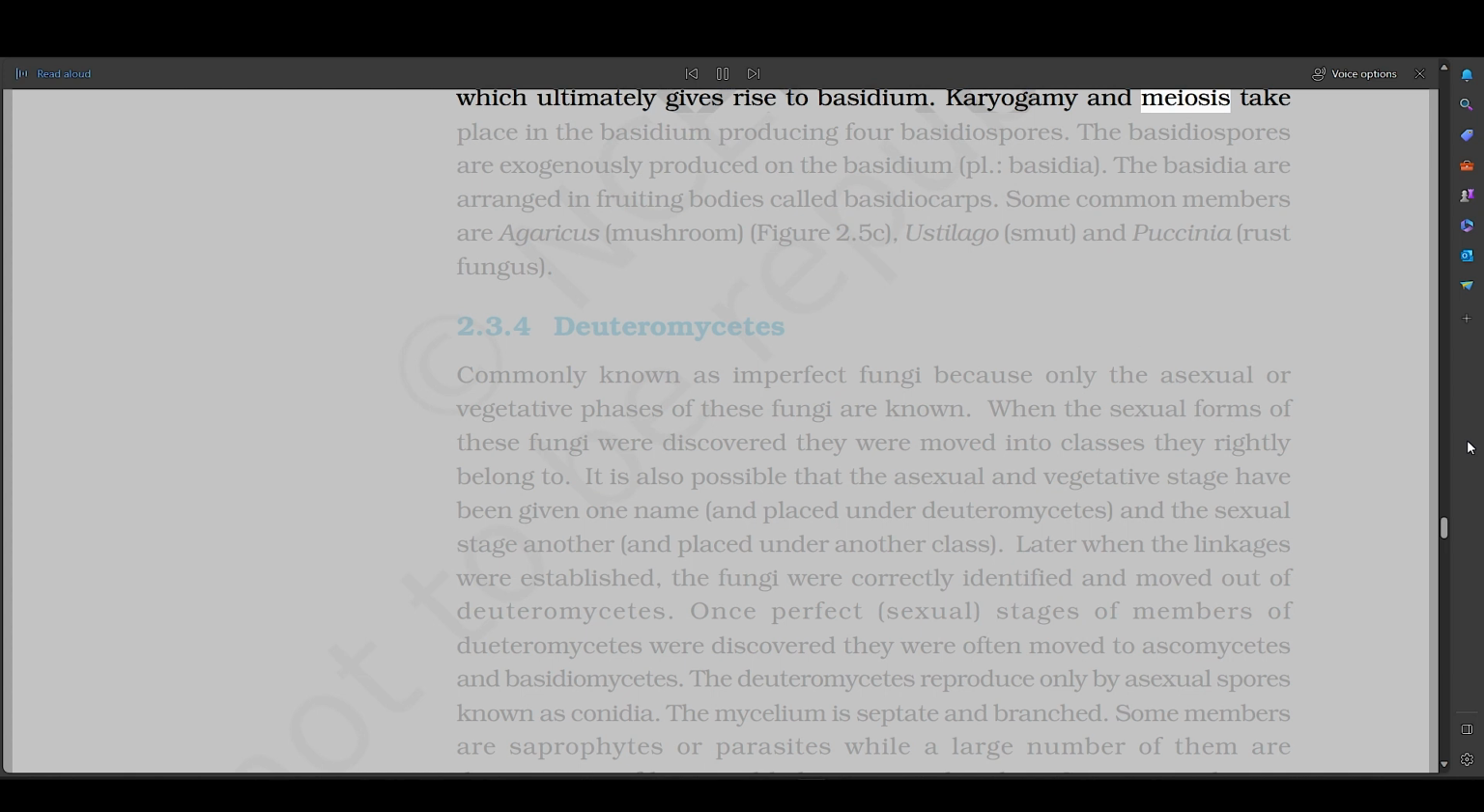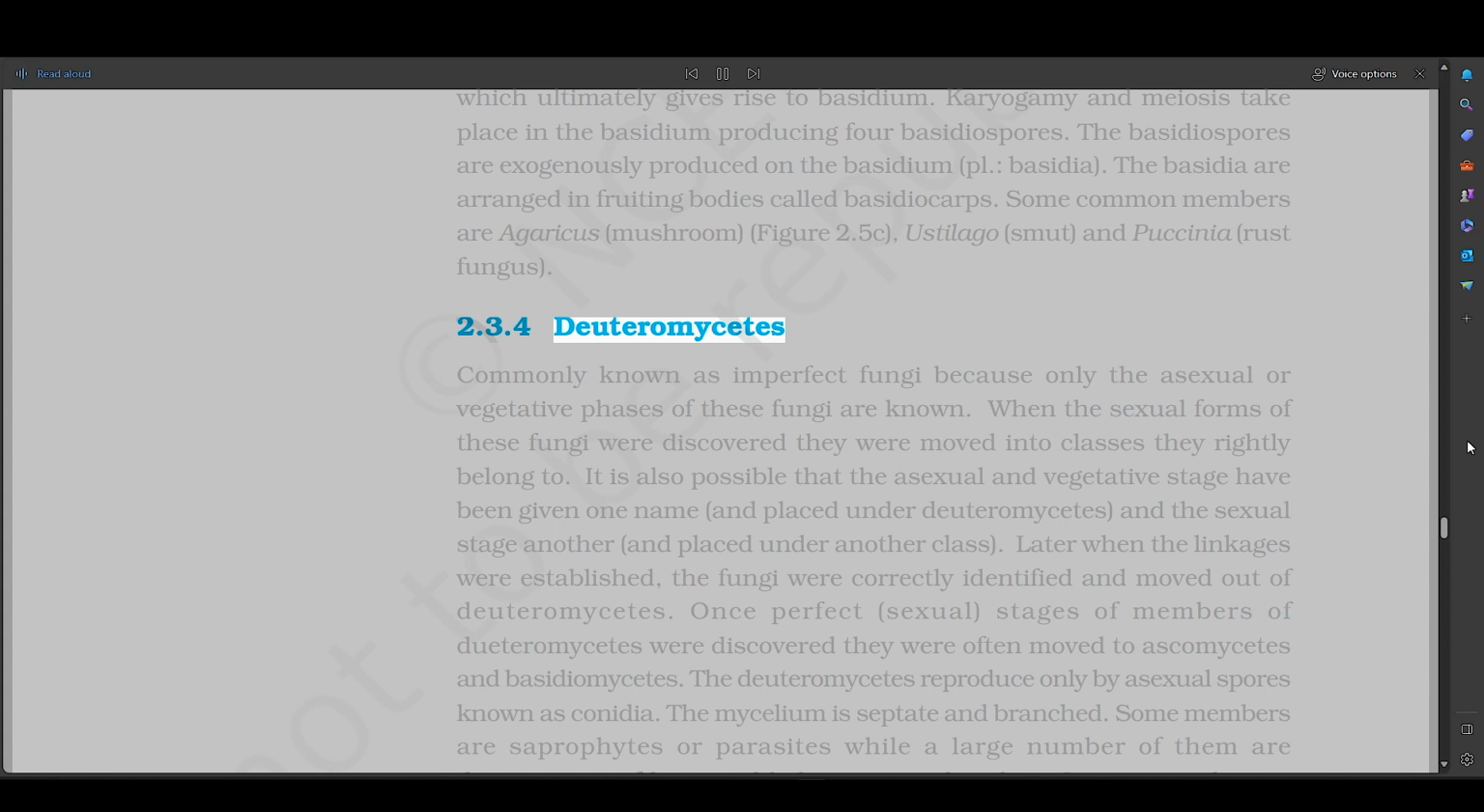Karyogamy and meiosis take place in the basidium, producing four basidiospores. The basidiospores are exogenously produced on the basidium, plural basidia. The basidia are arranged in fruiting bodies called basidiocarps. Some common members are Agaricus, mushroom, figure 2.5c, Ustilago, smut, and Puccinia, rust fungus.